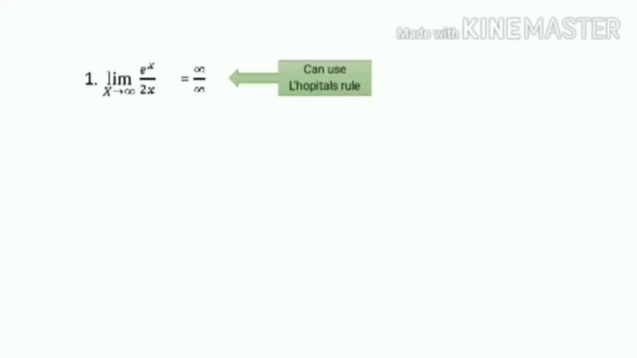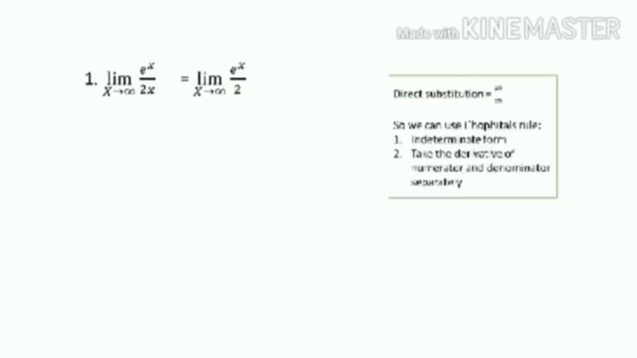So what we're going to do, for L'Hopital's rule, is take the derivative of the numerator and the derivative of the denominator separately. What is the derivative of e to the x? The derivative of e to the x is simply e to the x, and the derivative of 2x is 2. Notice that we no longer have the indeterminate form. So, if we replace x with infinity, the answer is infinity divided by 2, which is infinity. So, that's the final answer.